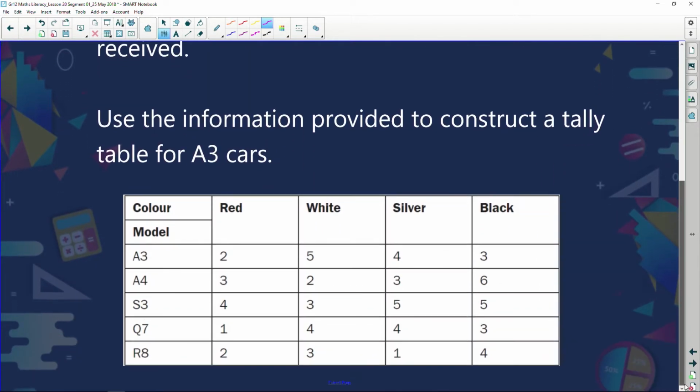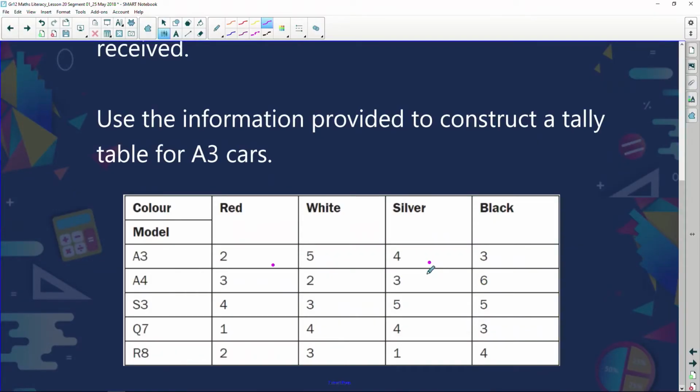Okay, so here we go. We've got some cars. We got the A3 model, we got 2 red, 5 white, 4 silver, 3 black. We got the A4 series, okay? I'm acting like I know what I mean. I have no idea what an A3 is and an A4, okay? But let's pretend we know what we're talking about. Okay, so an A4 is a type of car. So we got 3 red, 2 white, 3 silver, 6 black. S3, 4 red, 3 white, 5 silver, 5 black.